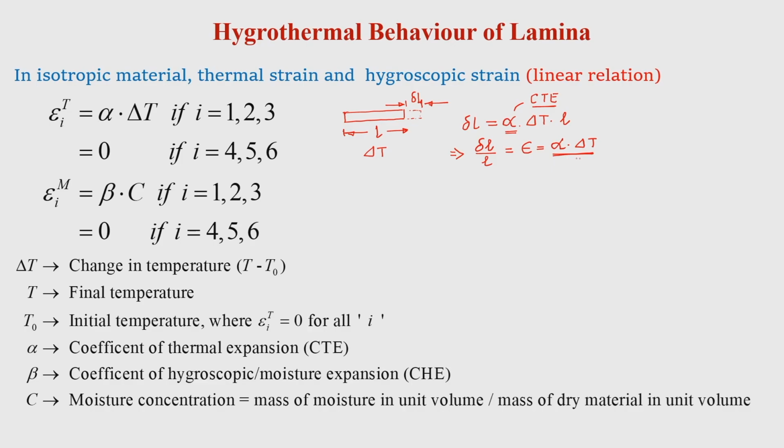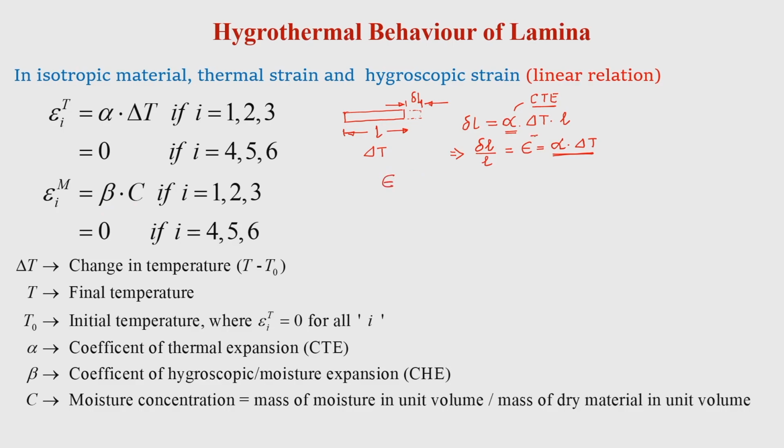Now, this relation is linear only over a specified range of temperature. If you really want to see a wide range of temperature variation, it may not be linear. Similarly, of course a material like steel is not sensitive to moisture, but there are materials like polymers that are sensitive to moisture, and porous materials which are sensitive to moisture.